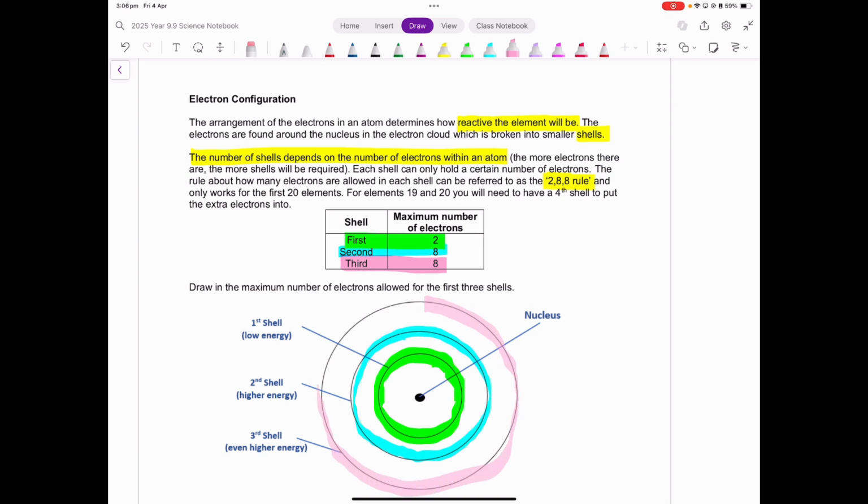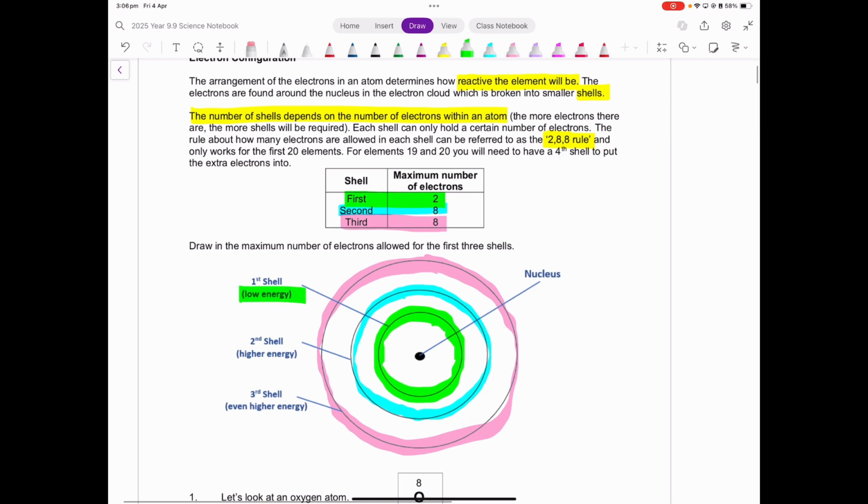Now what you'll notice about these electrons is if we only have 2 electrons, as we've done in our first shell, it's what we call low energy. There isn't much energy held there. When we move on to the second shell, it is slightly higher energy. And by the time we get to our third shell, it is packed full of even more energy.